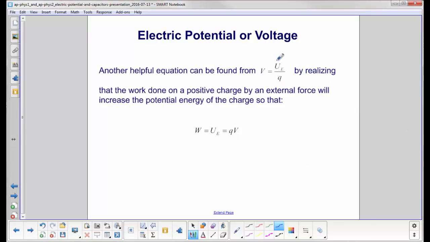Using the definition of electric potential or voltage, we multiply both sides by Q, and we have this down here. Then realize that if you do work on a positive charge with an external force, the potential energy of that charge will increase. So positive work will be positive potential energy, positive charge times voltage.